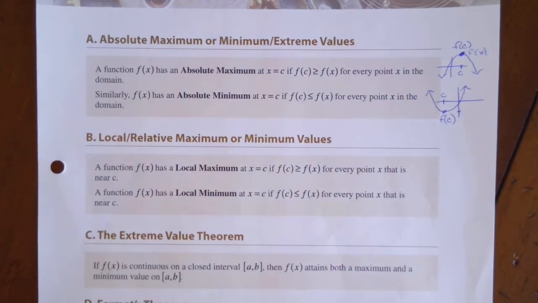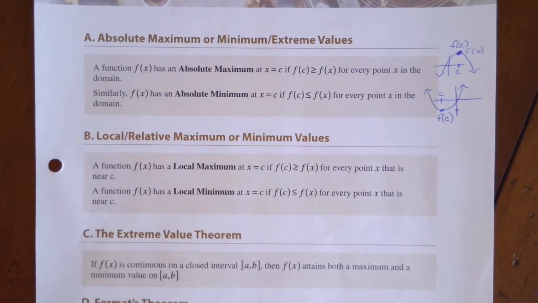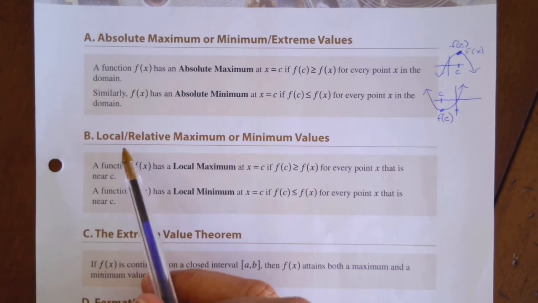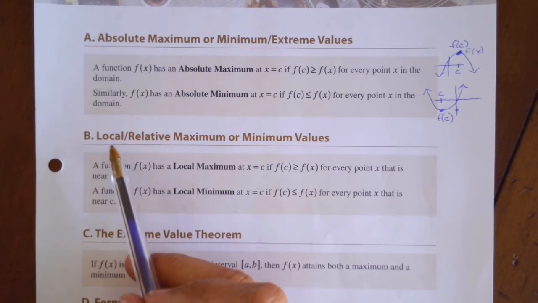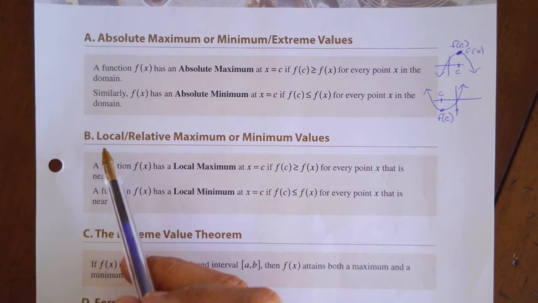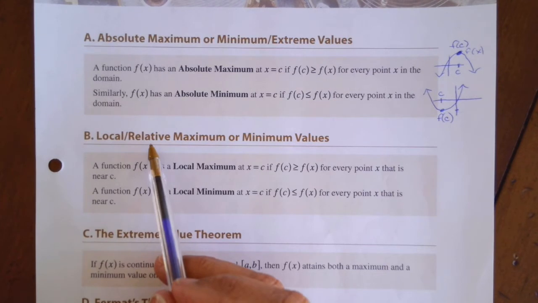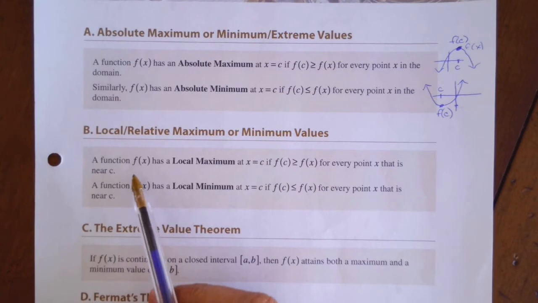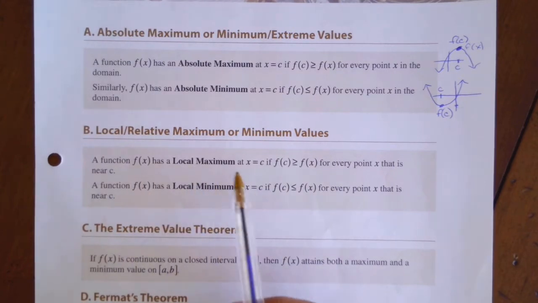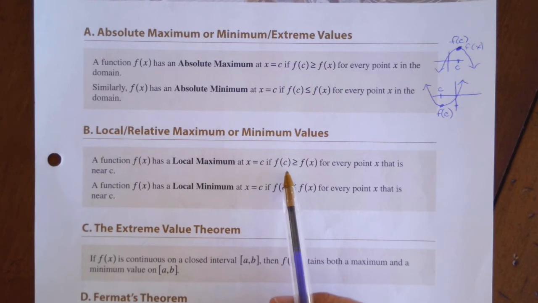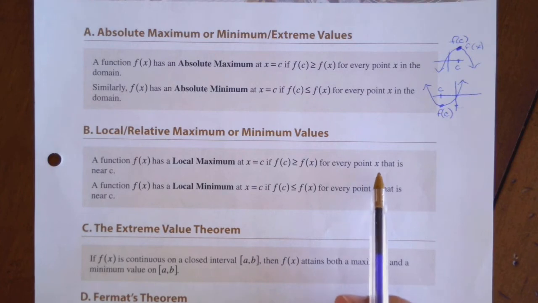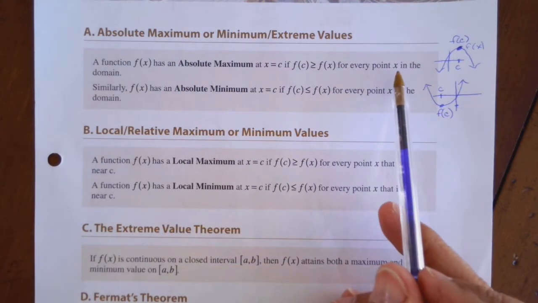All right, on the other side of that, you guys learned about local max or local mins, or some books call them relative max, relative min. Just depends on which textbook you learned out of and how they called it. So a local max, local min, relative max, relative min, same thing, okay? So look at the definition here. What's different about it? It says a function f of x has a local maximum at x equals c if f of c is greater than or equal to f of x for every point x. So up until this point, that is exactly the same definition.